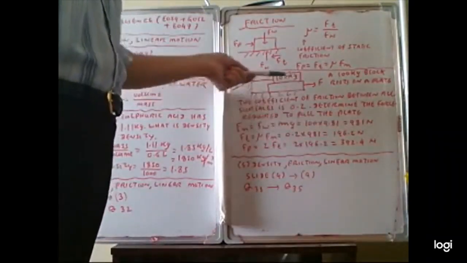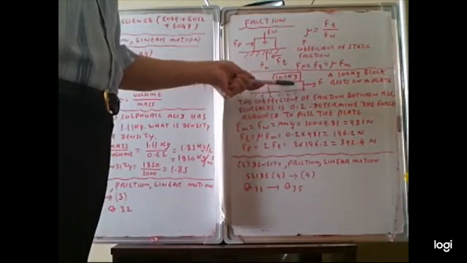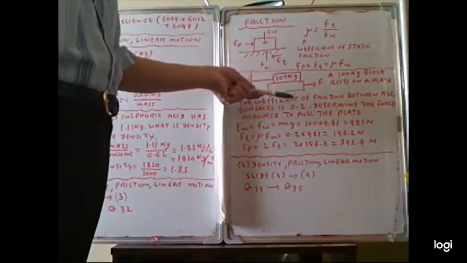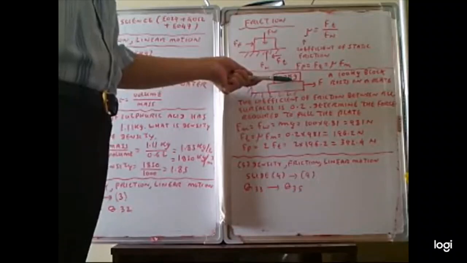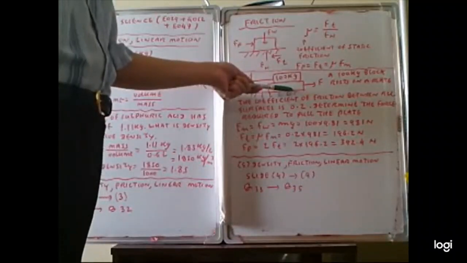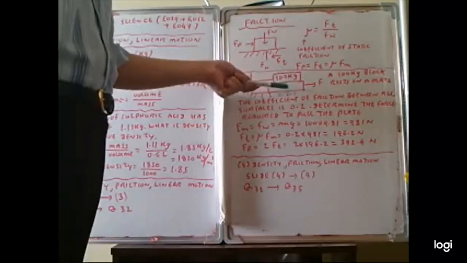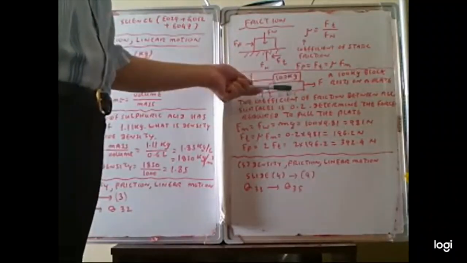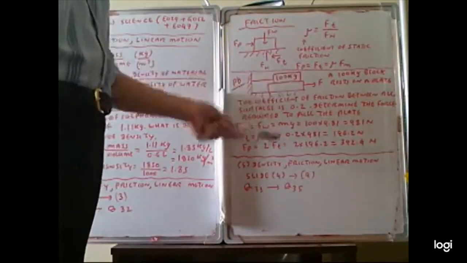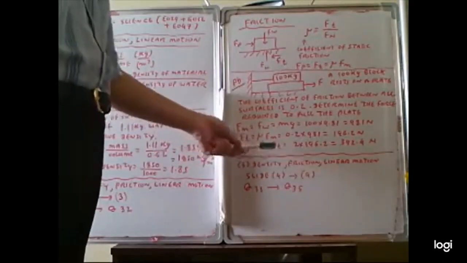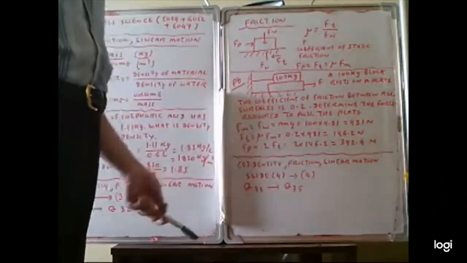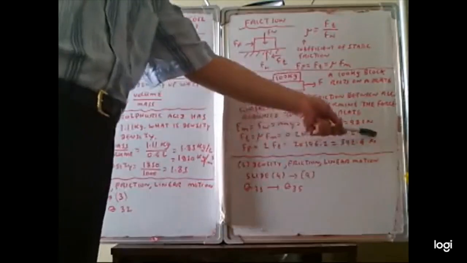So this is only one surface. This plate is facing two surfaces. This is the surface between the 100 kilogram block and the plate. This is the surface between the plate and the ground. So for the two surfaces, you have to multiply by 2. So Ft is equal to 2 times Ft. 2 multiplied by 196.2, so that's 392.4 Newton.